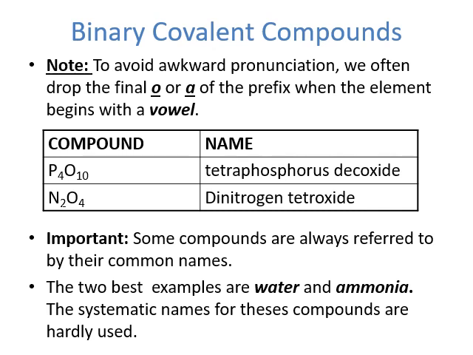If we have binary compounds, to avoid the awkward pronunciation, we often drop the O or A, just like just now, monoxide. We don't call it monooxide. For example, this one, tetraphosphorus, ten is deca, oxygen is oxide. We don't call it decaoxide, we call it decoxide. We drop one of the O. Tetraphosphorus decoxide. And this one, dinitrogen tetraoxide or tetroxide.